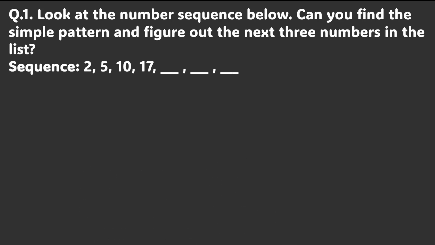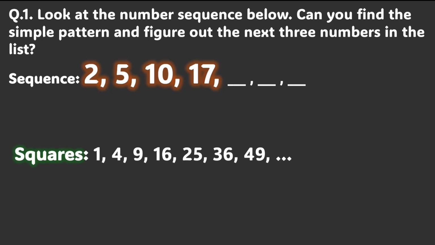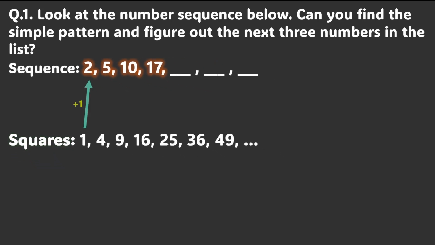Closely observing these numbers will tell us that this number sequence is very similar to the sequence of squares. Notice that each element in this given sequence is actually one more than the corresponding square numbers. And with that, we have cracked the code.